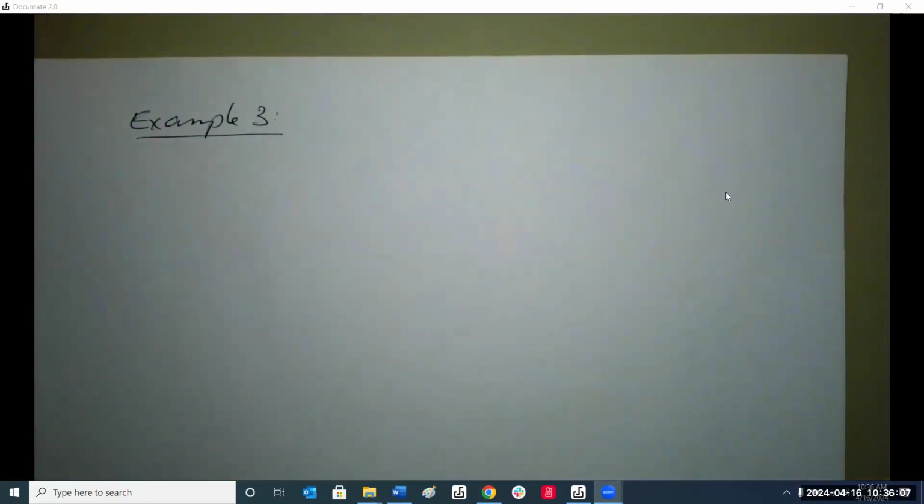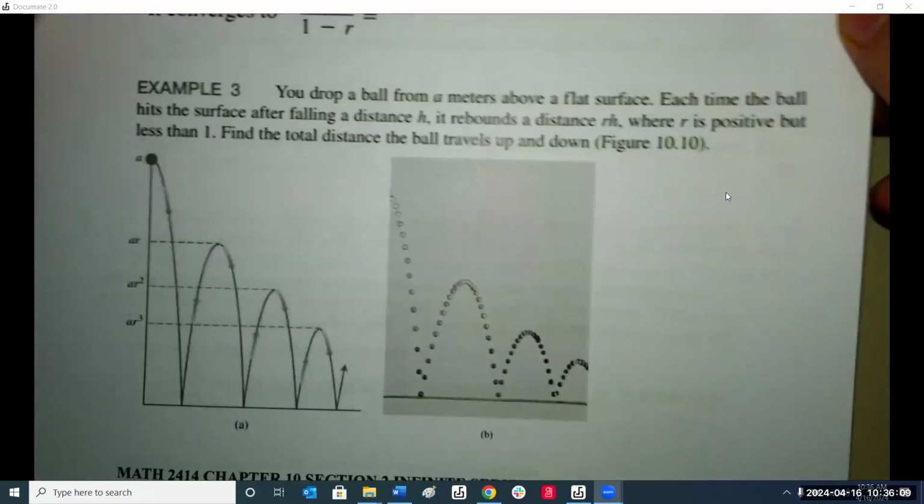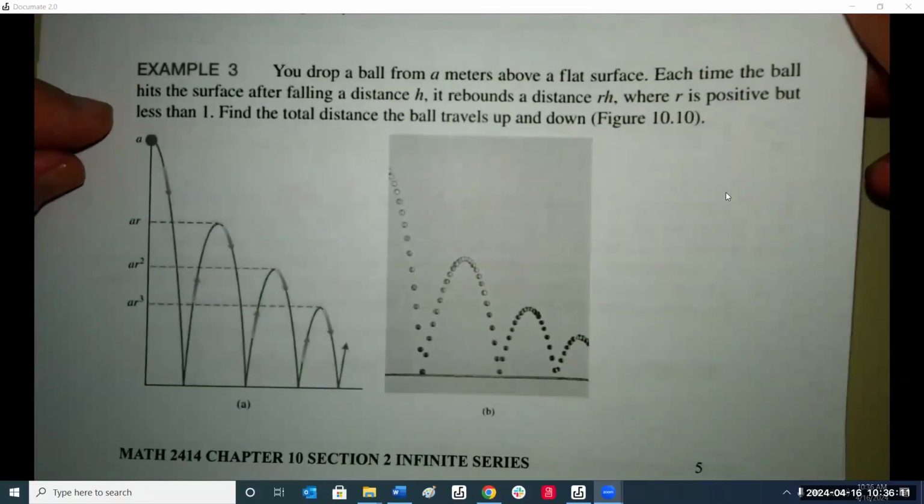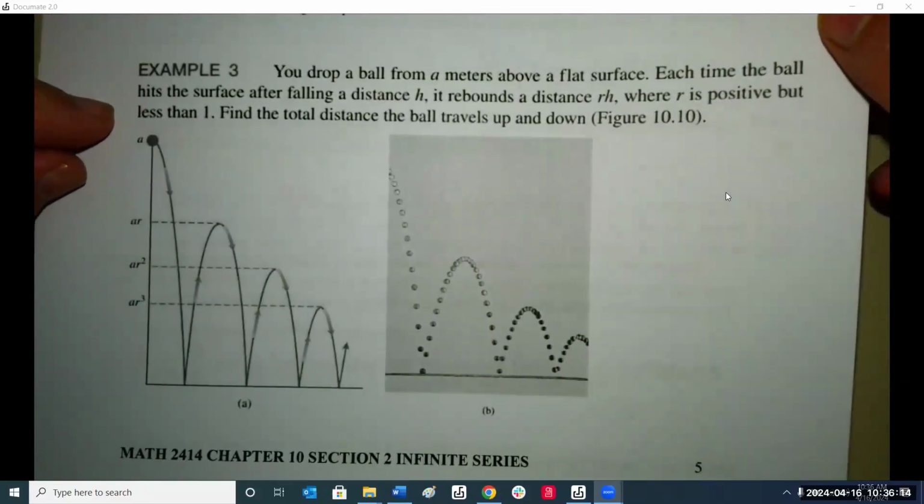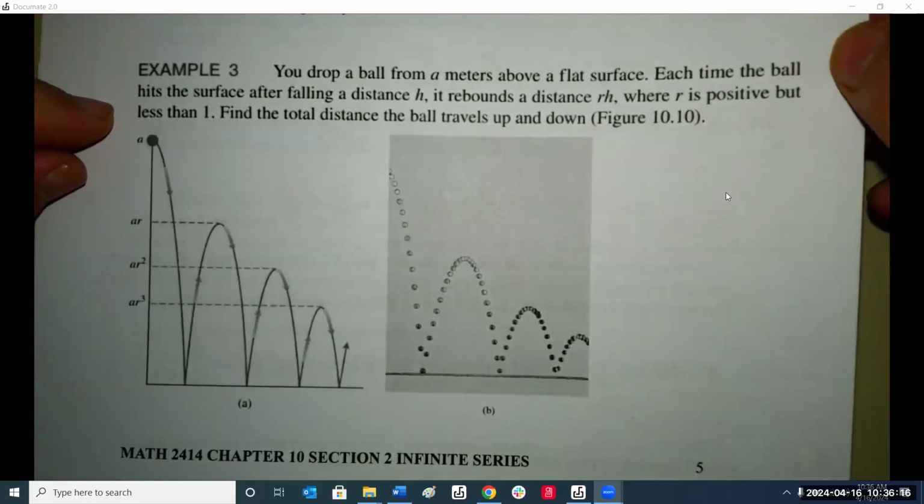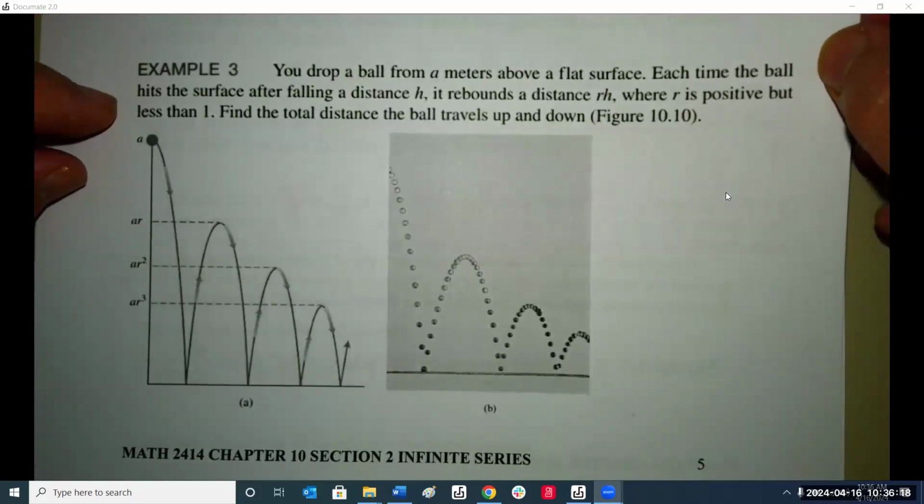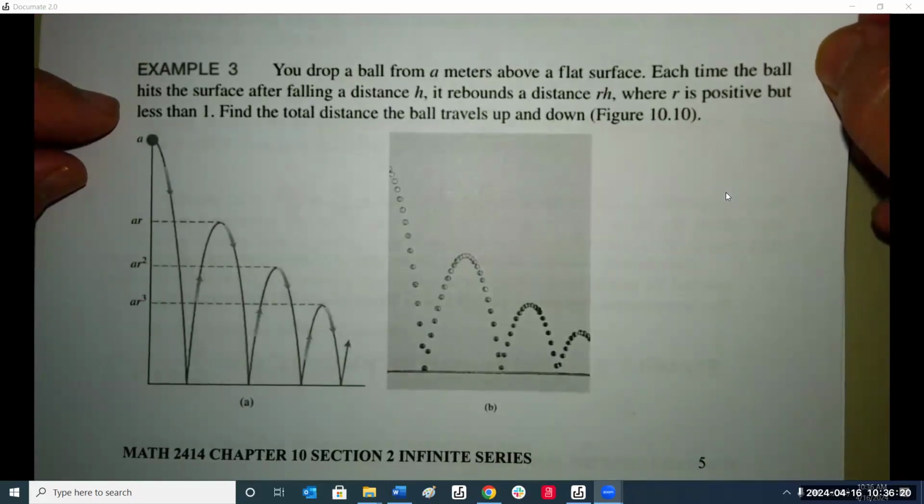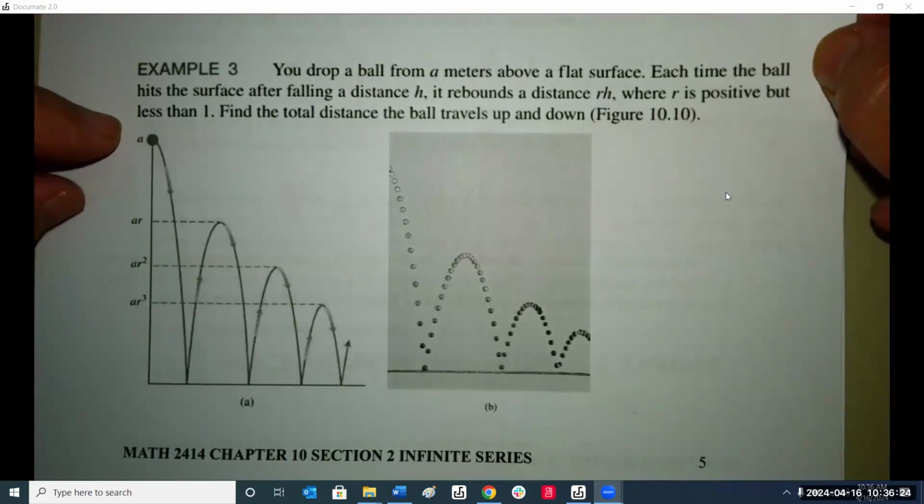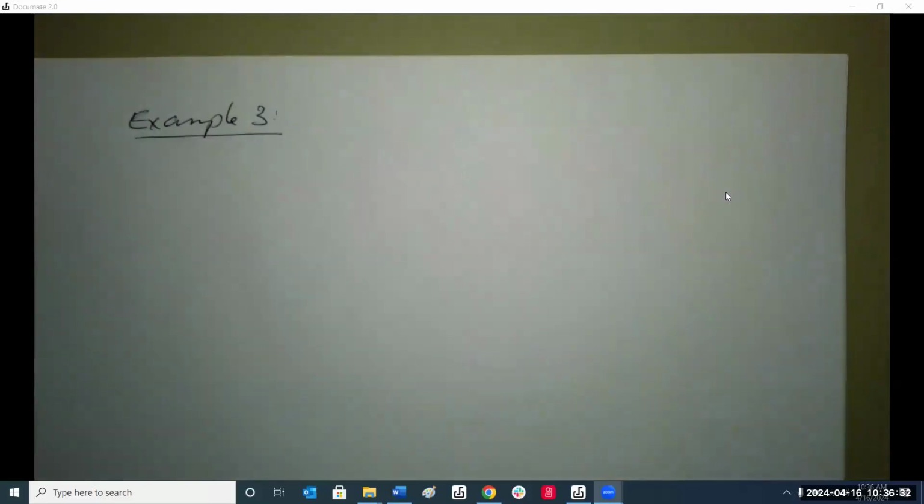Okay, let's see what it says. You drop a ball from a meter above a flat surface. Each time the ball hits the surface after falling a distance of h, it rebounds a distance of rh, where r is positive but less than 1. Find the total distance the ball travels up and down.